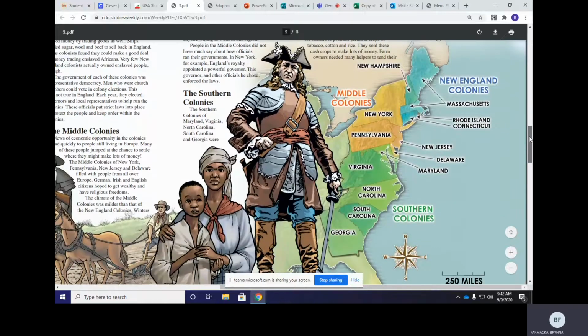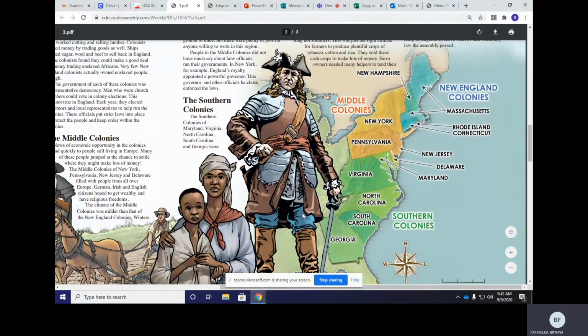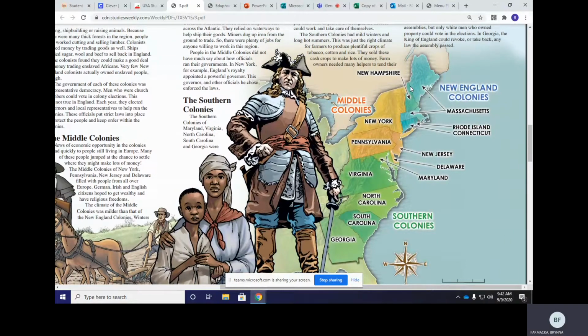So I want you to look at this picture that we have here. This picture is of the 13 colonies, and they are color-coded in the different regions that each colony is. So the New England colonies are north of the 13 colonies. And remember that the regions are very easy to remember because they're based on their locations. Now, the New England colonies are north, and they consist of New Hampshire, Massachusetts, Rhode Island, and Connecticut.